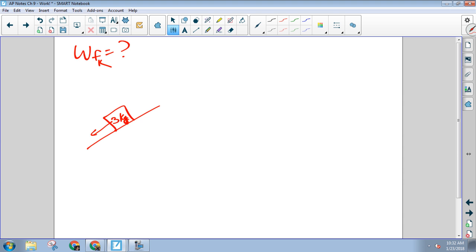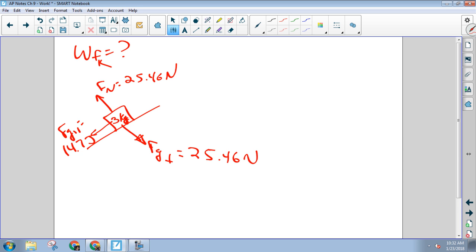Okay, so our F_G parallel here ends up being, is it 14.7? 3 times 9.8 is 29.4, yeah, 14.7 joules. Perpendicular is 29.4 times the cosine of 30. Everybody good up to there? All right, and then we know our coefficient of kinetic friction is, what was it, 0.25? So that means my force of kinetic friction is 6.37 newtons.